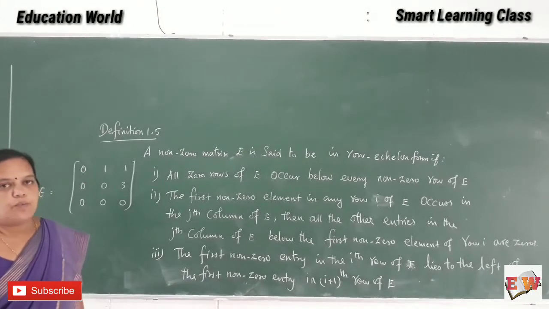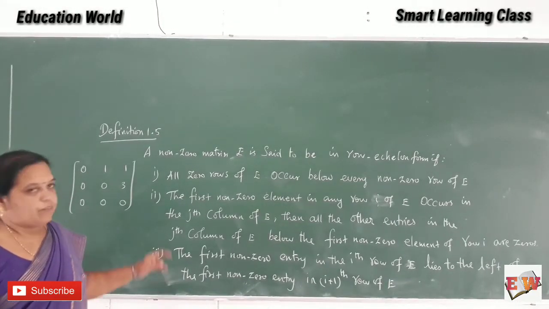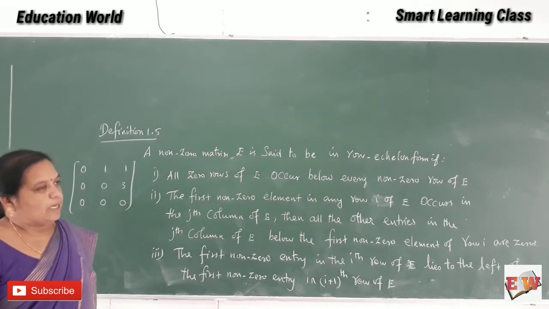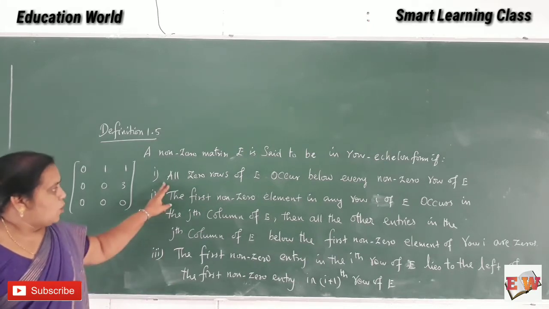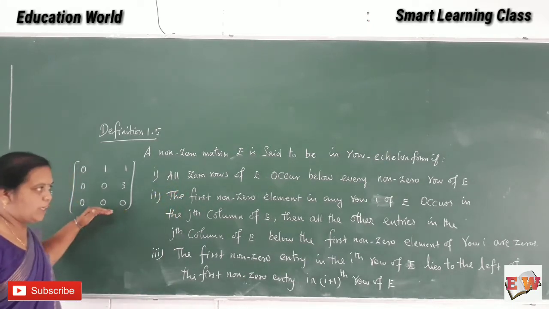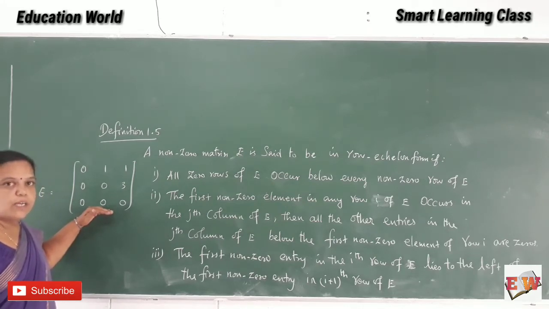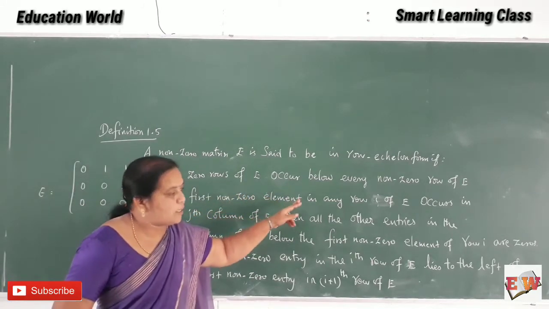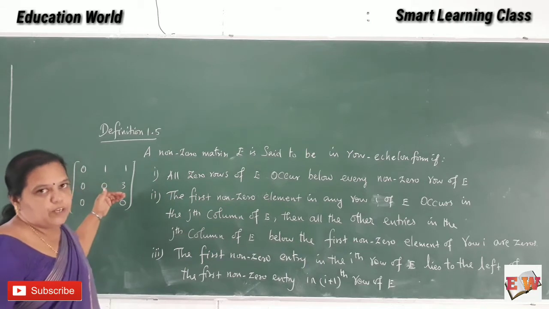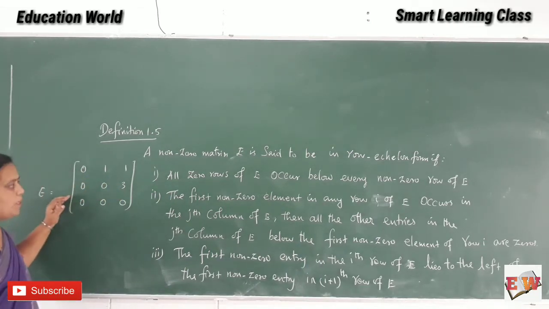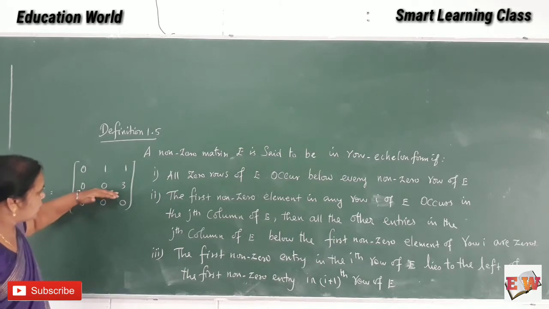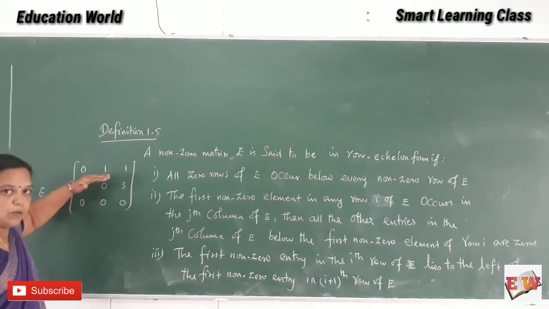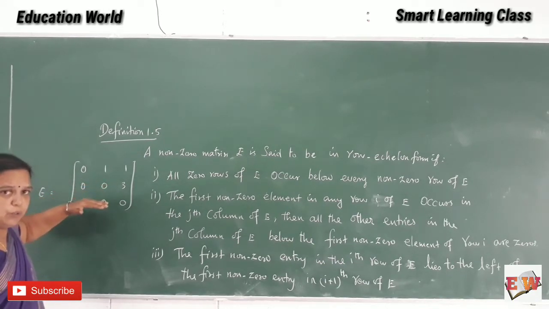Hi students, now we are going to see Definition 1.5. A non-zero matrix E is said to be in row echelon form if all zero rows of E occur only below every non-zero row of E. See, this is a zero row, this is a non-zero row, this is also a non-zero row. This zero row occurs below the non-zero rows of E.